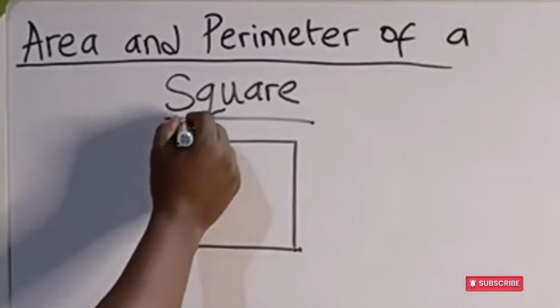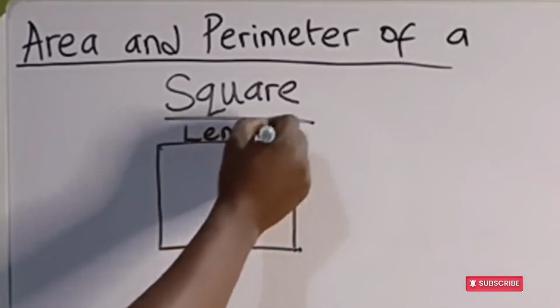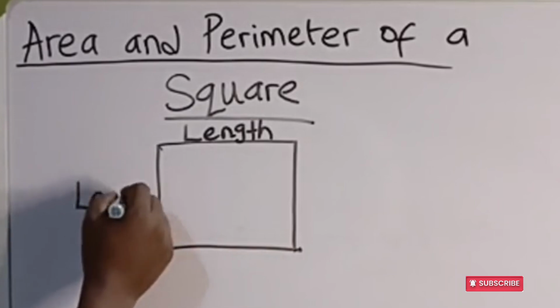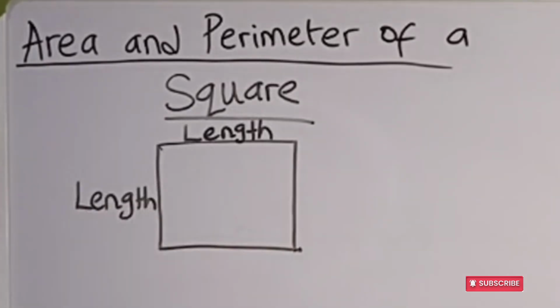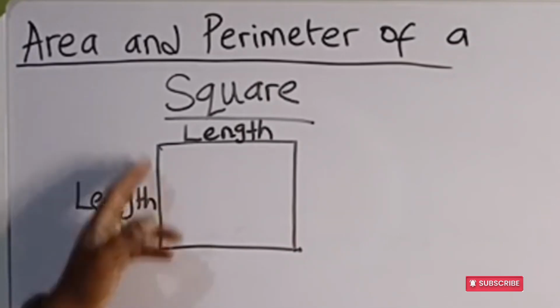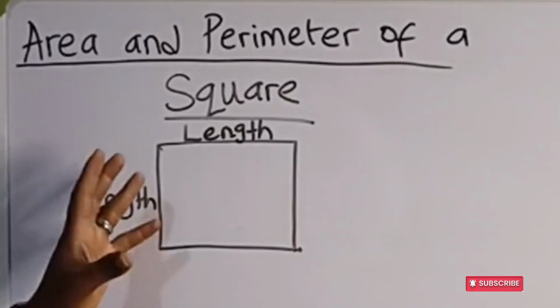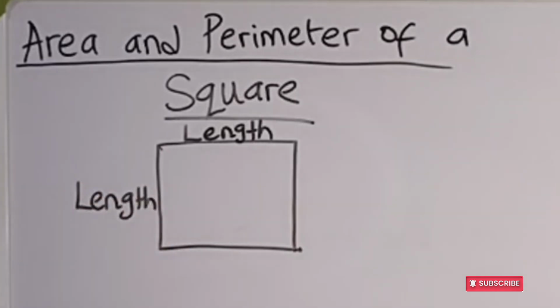So if here is length, here is also called length. So length, length, length, and length. But every other feature between the rectangle and the square is the same. 4 sides, 4 sides. 4 angles, 4 angles. Every other feature is the same.